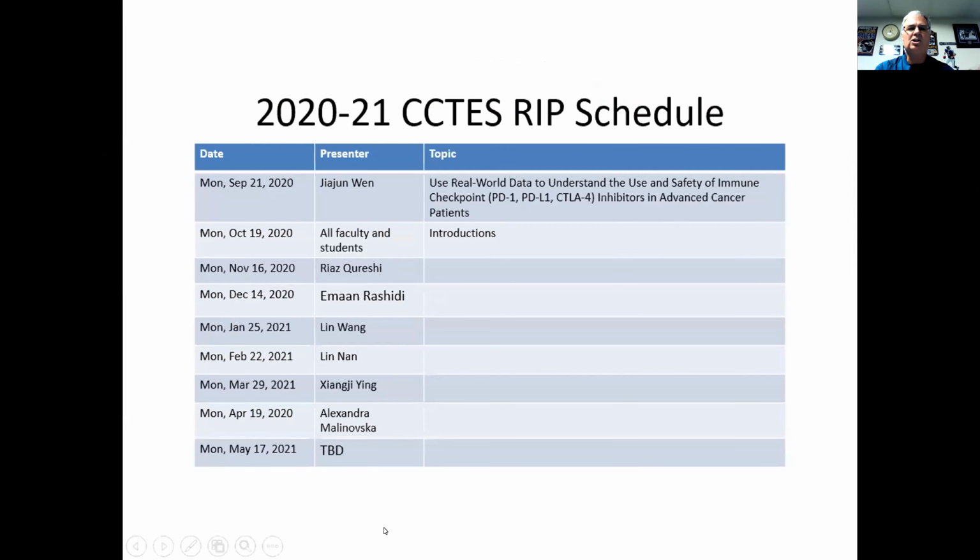And so this is our current schedule. Jia Zheng already gave his talk. We're having our introductions, and here's where I've listed all the other students and their presentations. If you want to change your time or date, then that's okay. Again, just contact us. But at least we have them set in stone now. Okay, I think that's all about RIP.